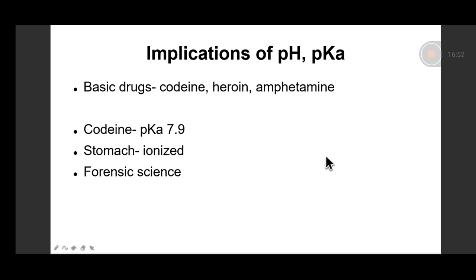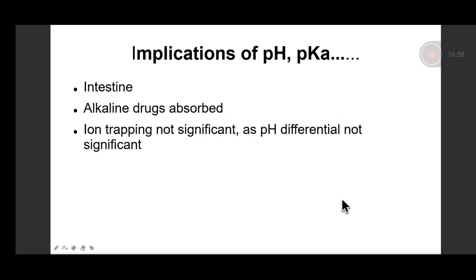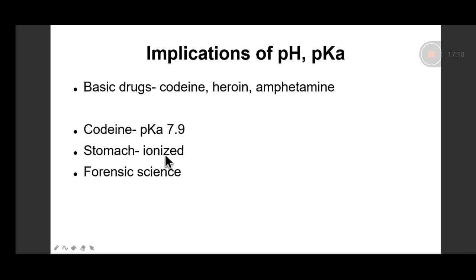So, if it gets ionized, will it move across into the bloodstream? No. So codeine, because it has got ionized in the gastric acid, will remain in the lumen. So this is a very important point, that basic drugs in the gastric lumen will not move across into the cell and into the bloodstream, but will tend to remain in the lumen because they get ionized.